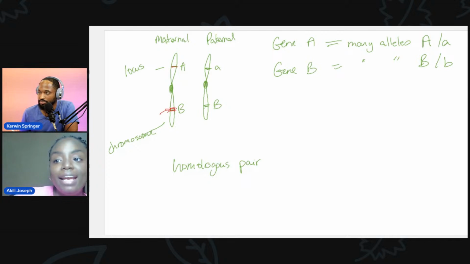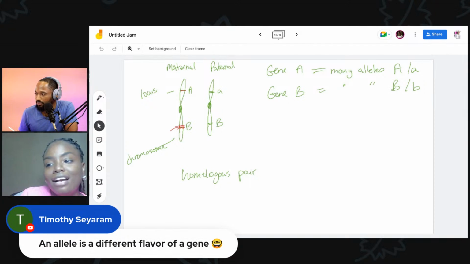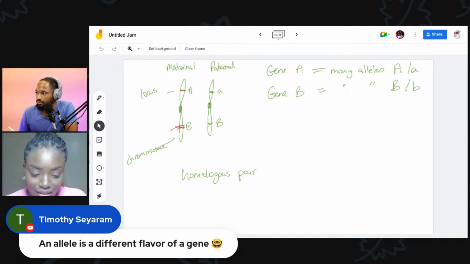Right, so if gene A is the gene for hair color, big A might give you brown or black hair, which is most common, and small a might be something else. These characteristics have a lot of alleles, right? So you can have a lot of differences. So Timothy's saying an allele is a different flavor of the gene, right? So you have ice cream, you can have chocolate ice cream, strawberry ice cream, pistachio. I mean, after chocolate, there really isn't any other, but.